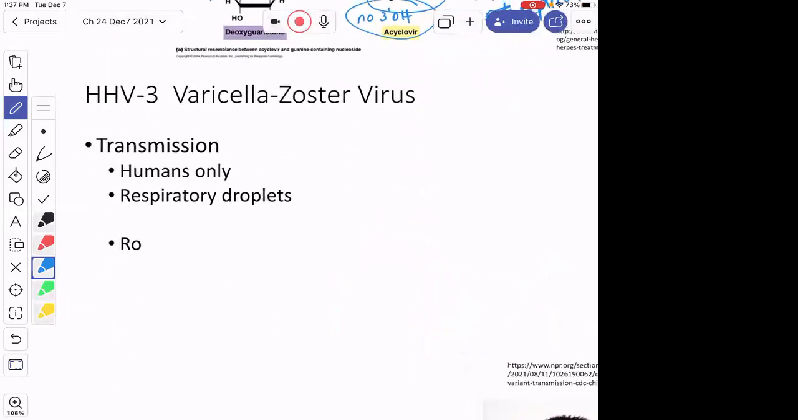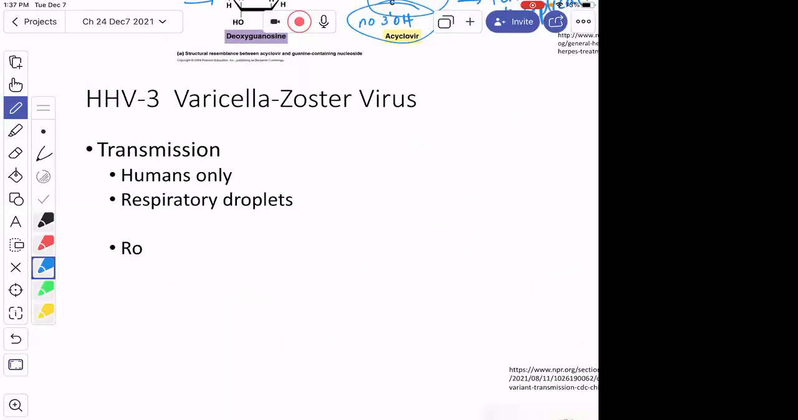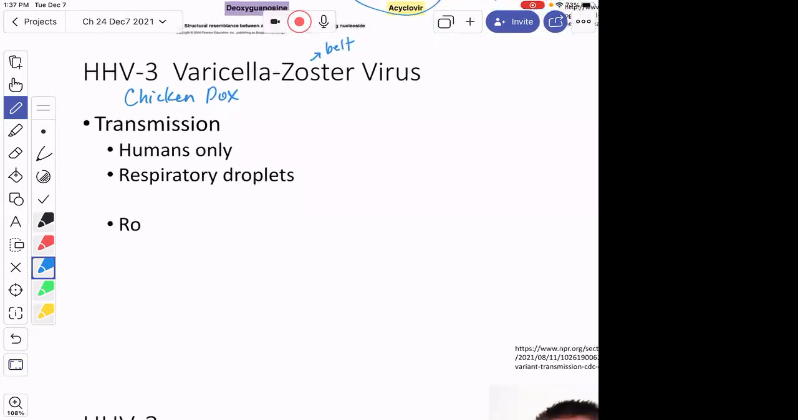A little bit less serious generally is HHV3, varicella zoster virus. Zoster is Greek for belt. And that seems odd when we talk about chickenpox, but I'll come back to that in a minute. Again, this is the causative agent of chickenpox. We'll talk about what the symptoms are in a minute, but let's first talk about transmission, because it's quite interesting for this virus.